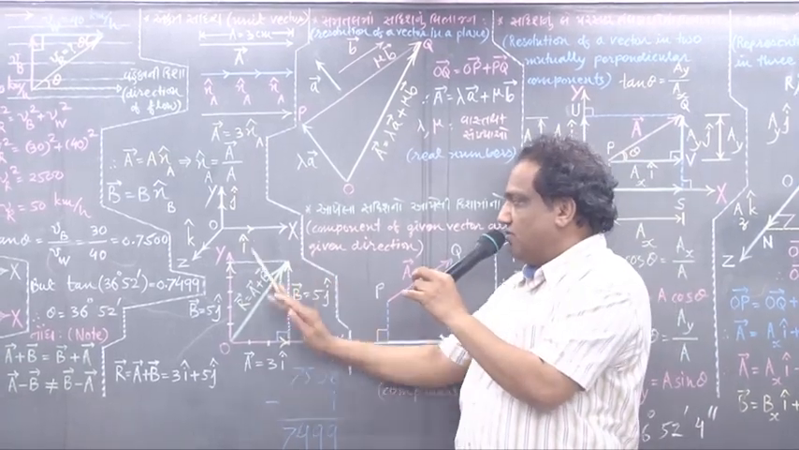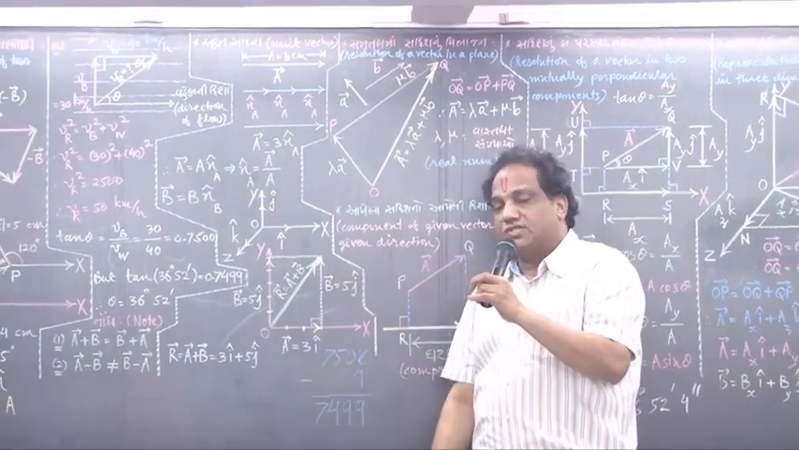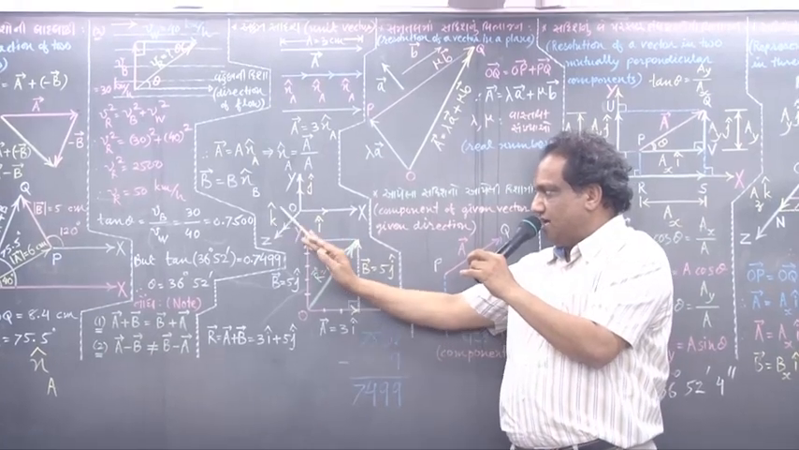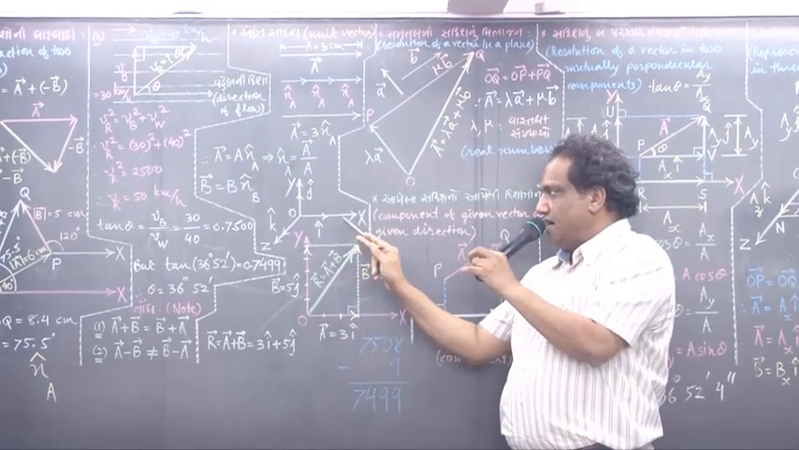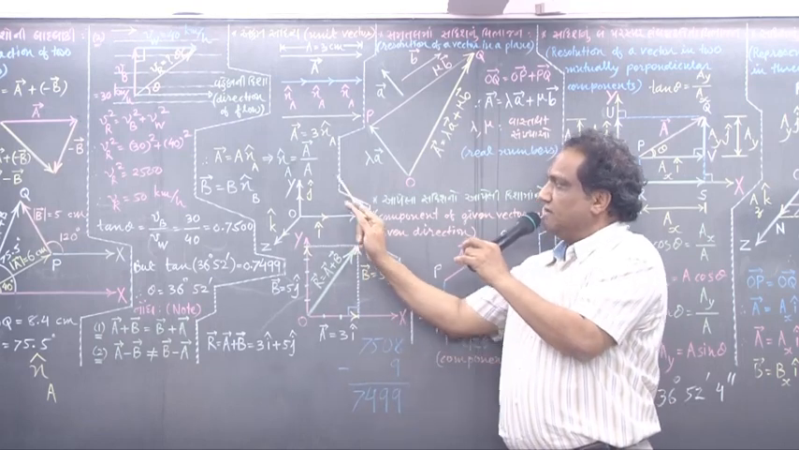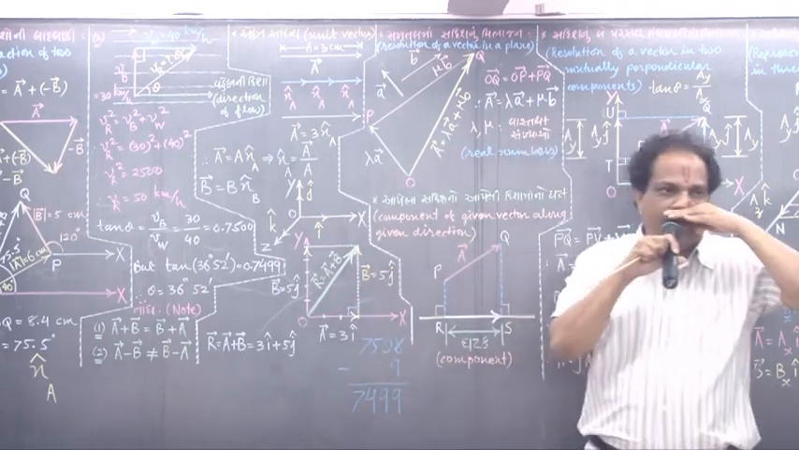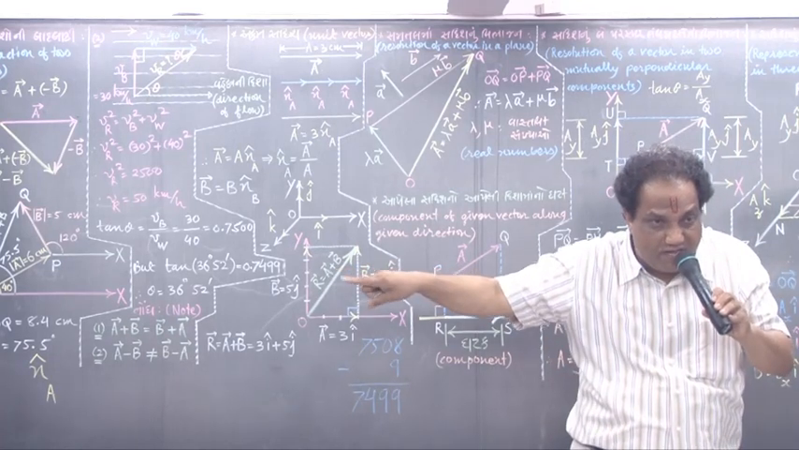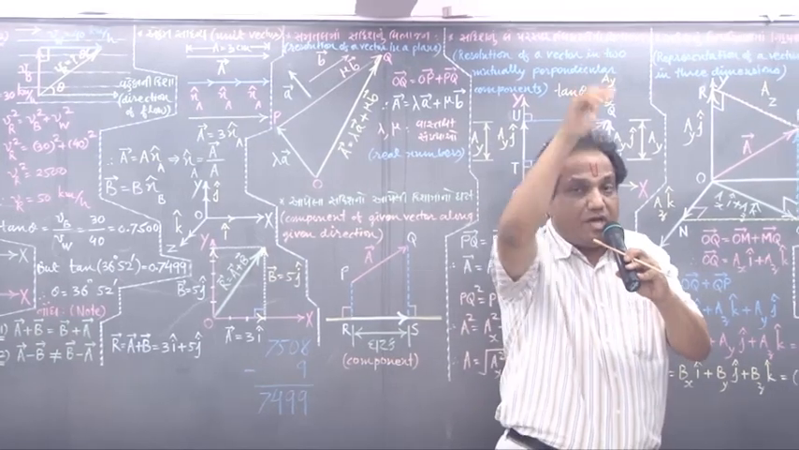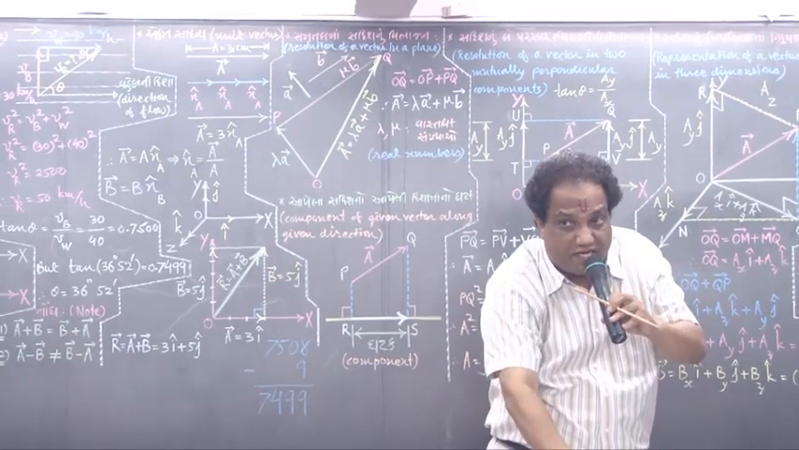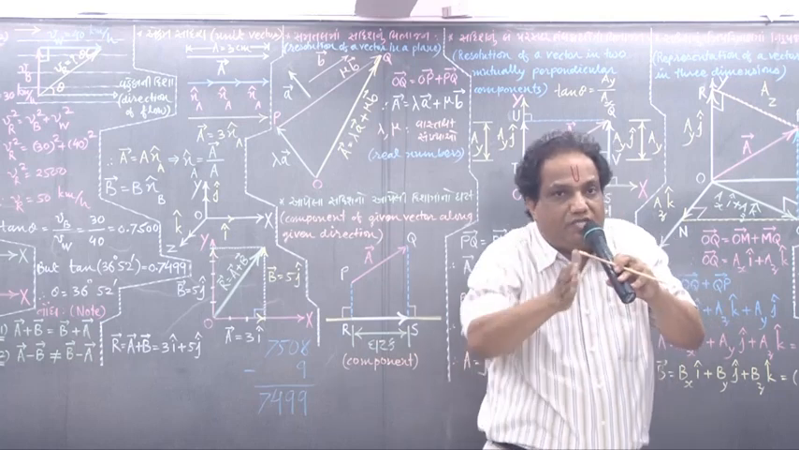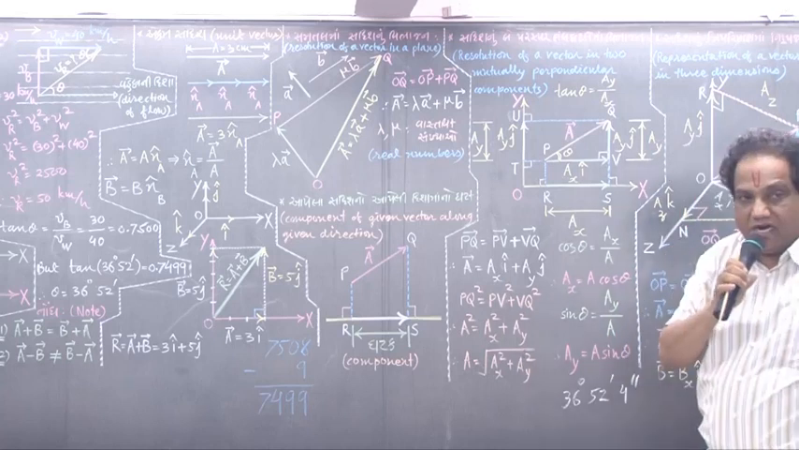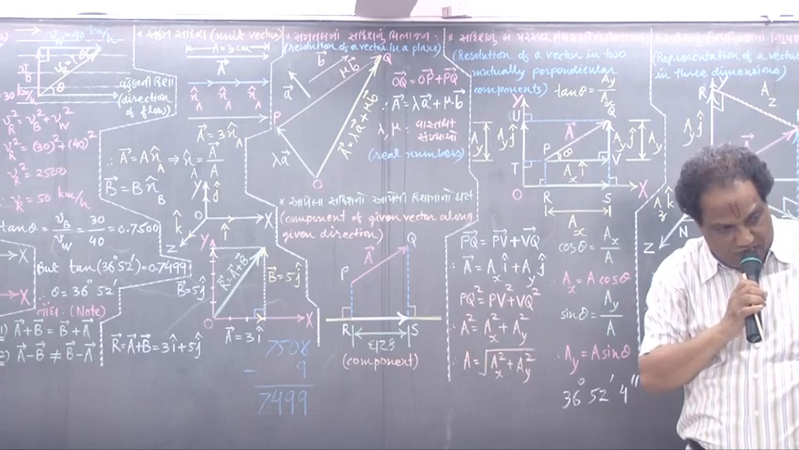Along the positive x-axis, the unit vector is taken as i hat. Along the positive y-axis, j hat. Along the positive z-axis, k hat. Going anticlockwise: i hat, j hat, k hat. If it is not the positive x-axis but the negative x-axis, then minus i hat. Not the positive y-axis but the negative y-axis, then minus j hat. Not the positive z-axis but the negative z-axis, then minus k hat. Remember this from now onwards.